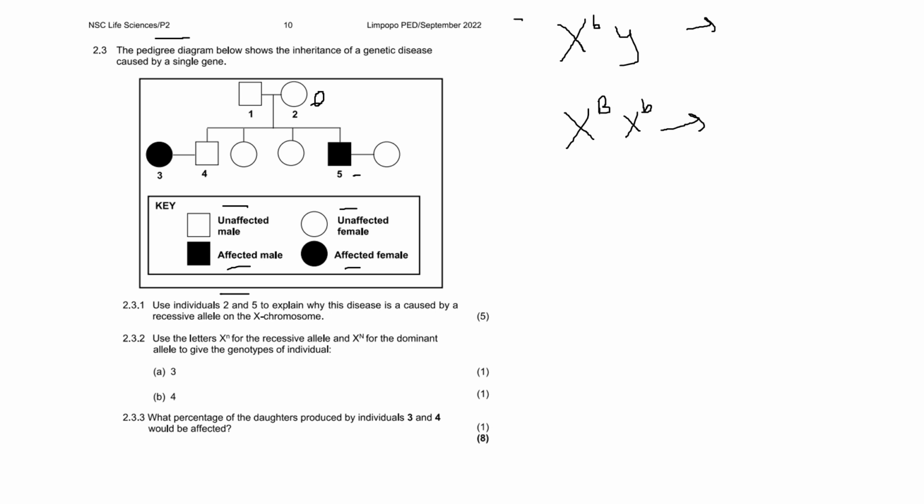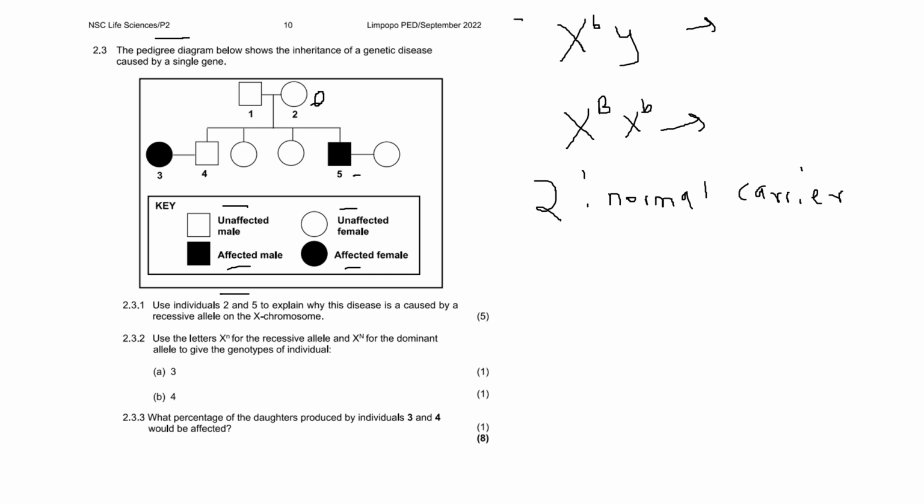So based on what's given to us, female number 2 must be a normal carrier. Female number 2 is a normal carrier of the condition.